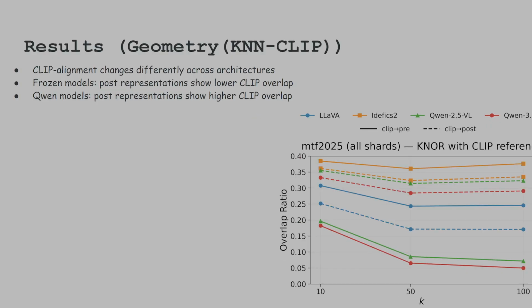However, when we use the CLIP embedding space to do the k-nearest neighbors, we could see that the reason why the Qwen models were having such large structural distortions is that their post vector actually has the higher CLIP overlap, which means that their post vector is really more similar to the vision token instead of the pre-vector.